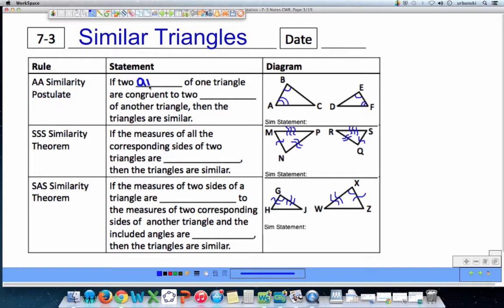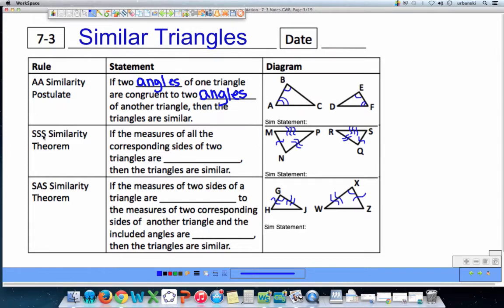If two angles of one triangle are congruent to two angles of another triangle, then the two triangles are similar. That's why we didn't have AAA last semester, because when you only have angles congruent, the size can still change. So if you have two angles congruent, the third angle is going to be congruent as well. Then you have similar triangles.